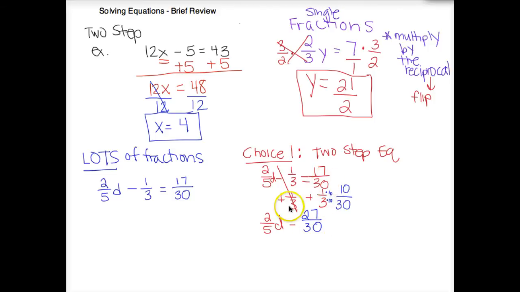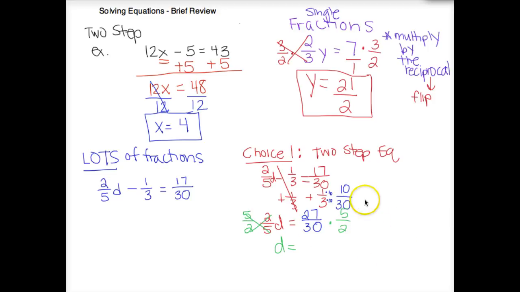So 30. And then our second step would be to use what we did in the second example and to multiply by the reciprocal on both sides. So multiply both sides by 5 over 2, cancel this. You have a choice here. If you don't have a calculator, you can either do top times top, bottom times bottom, and then reduce.